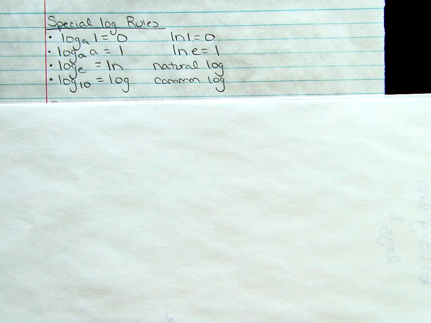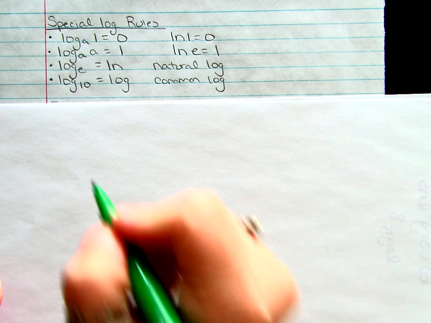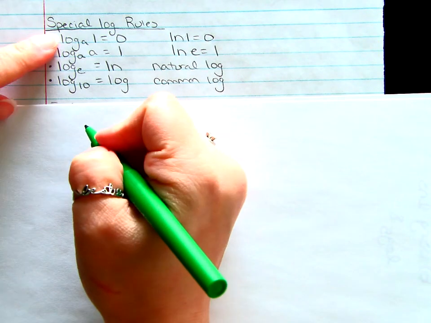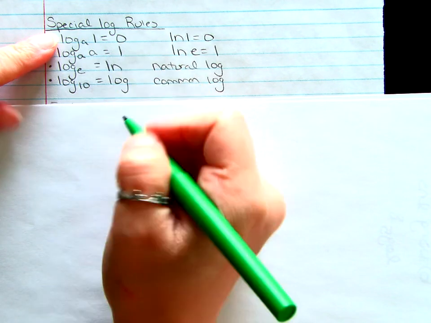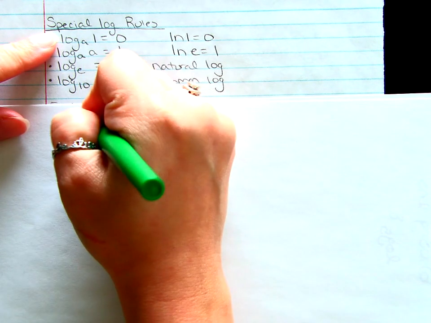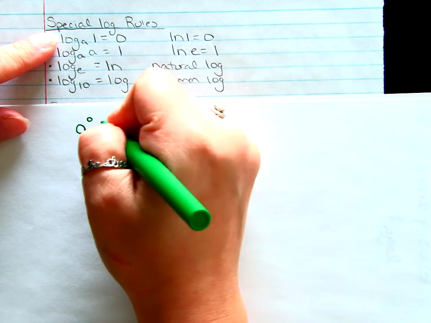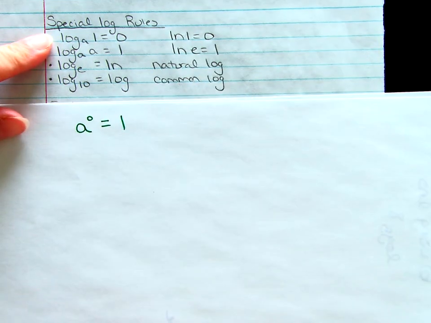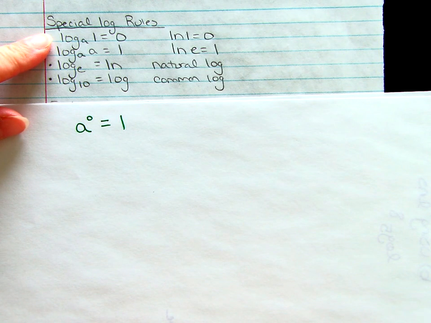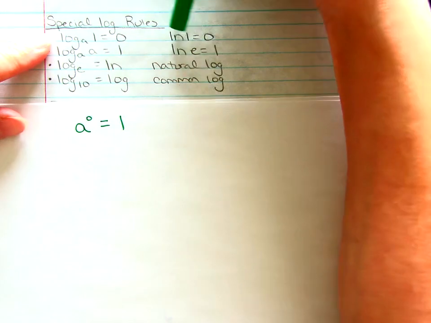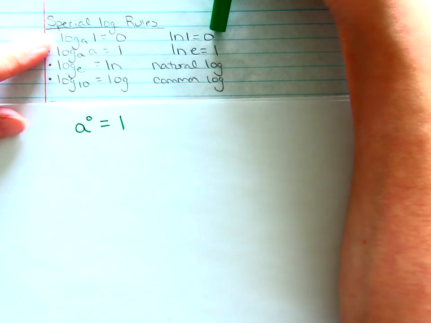Now, some of the other important rules is if you have log base A of 1 equals 0. The reason for that, like this first rule up here, is if I write this in exponential form, log base A of 1 equals 0, my base becomes my base and my answer becomes my exponent. Well, what is anything to the 0th power? 1. So when you take log of 1, regardless of what base you have, you will always get 0. And that's why over here, with the ln of 1, we also get 0.